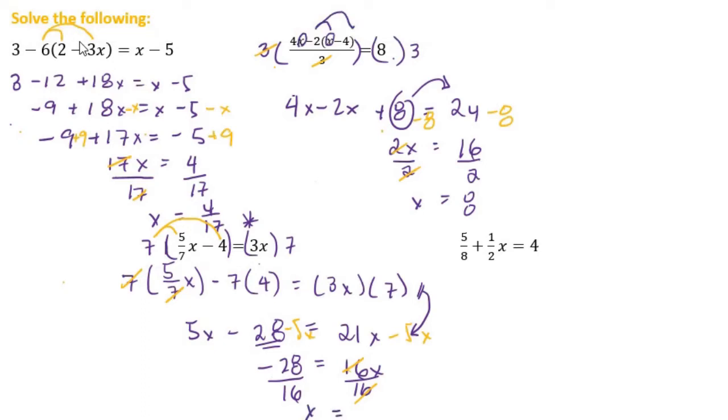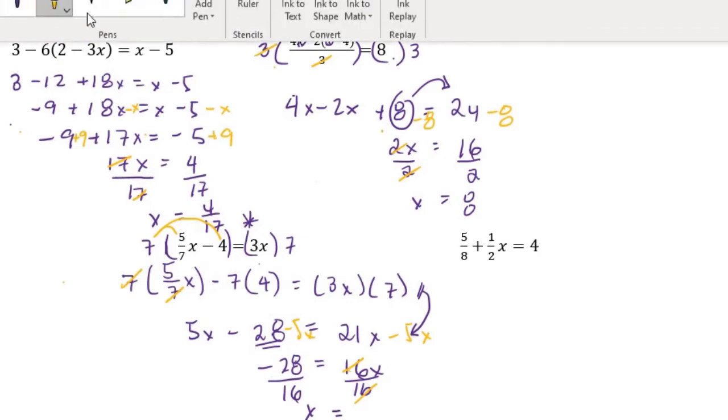Negative 28 over 16 can absolutely be simplified. What are they both divisible by? Well, they're both divisible by 2. That would give me 14 over 8. So they must both be divisible by 4, because I could divide 14 over 8 by 2 again. And that is the largest number that goes into both.